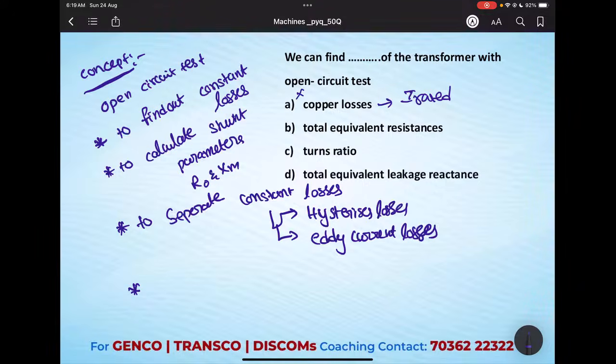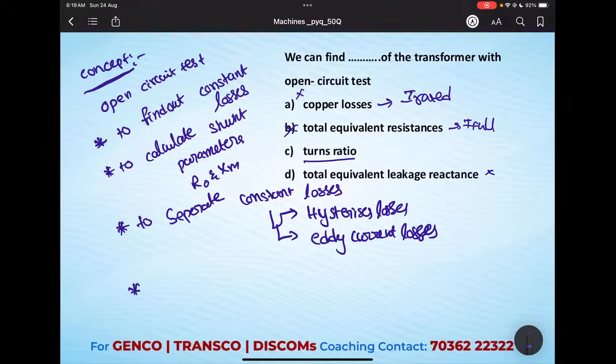Next, total equivalent resistance. For calculating equivalent resistance also, we need to calculate the losses, that means copper loss. We need to conduct the test at full load condition only. This is also not correct. The third option is turns ratio, which we will see later. We will go to D first and then come to C. What is the last option? Total equivalent leakage reactance. That also we can't find out, since it depends on the secondary current as well. So we'll see whether you can calculate the turns ratio from this open circuit test or not.